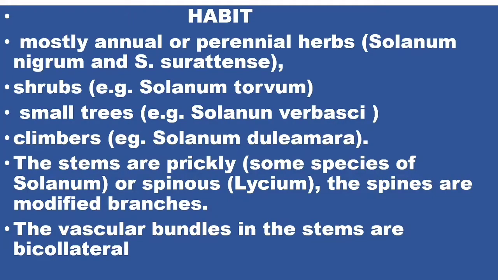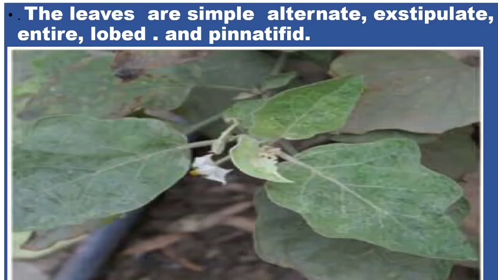The vascular bundles in the stems are bicollateral, just like the Cucurbitaceae. The vascular bundles are bicollateral in Solanaceae. The leaves are simple, mostly alternate, exstipulate, entire, lobed, and pinnatifid.